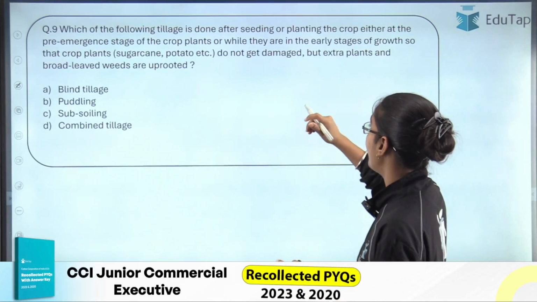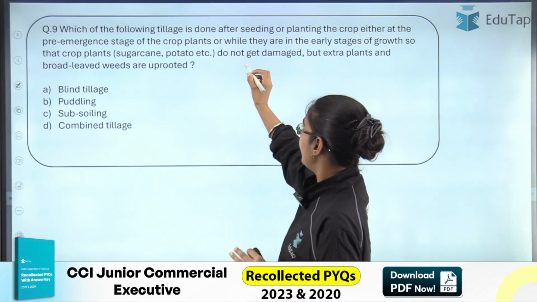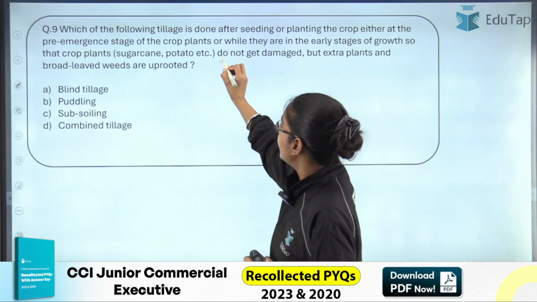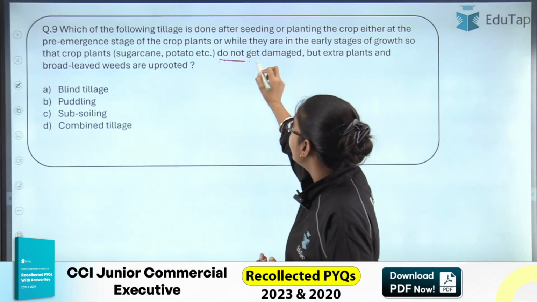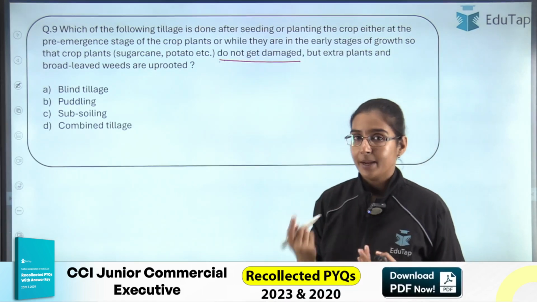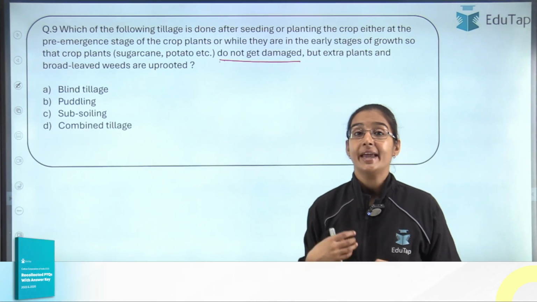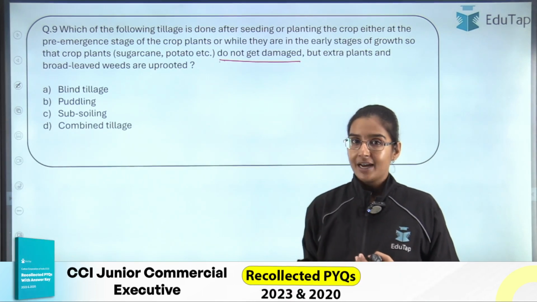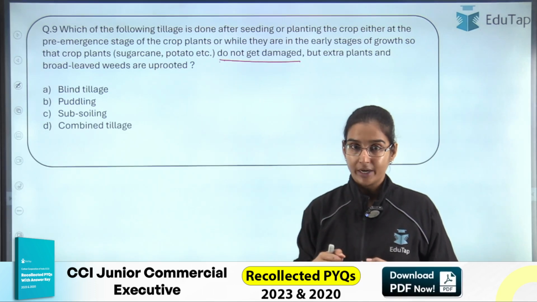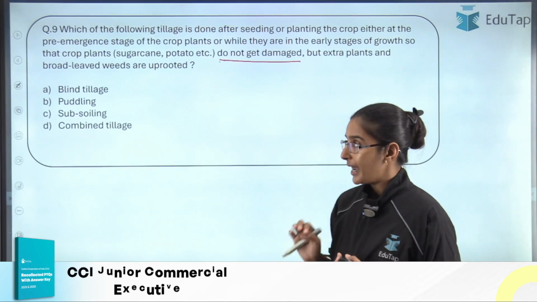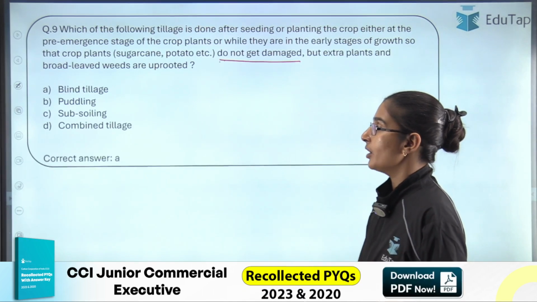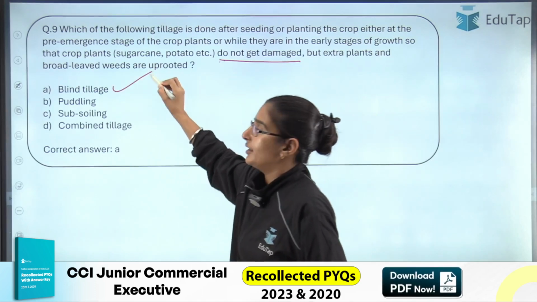And the second thing that you have to keep in mind is that we carry out this tillage in such a manner that the plant does not get damaged, but at the same time we ensure that any extra plants or weeds can be uprooted, right? That can be removed without damaging the plant, right? So that activity is known as blind tillage.